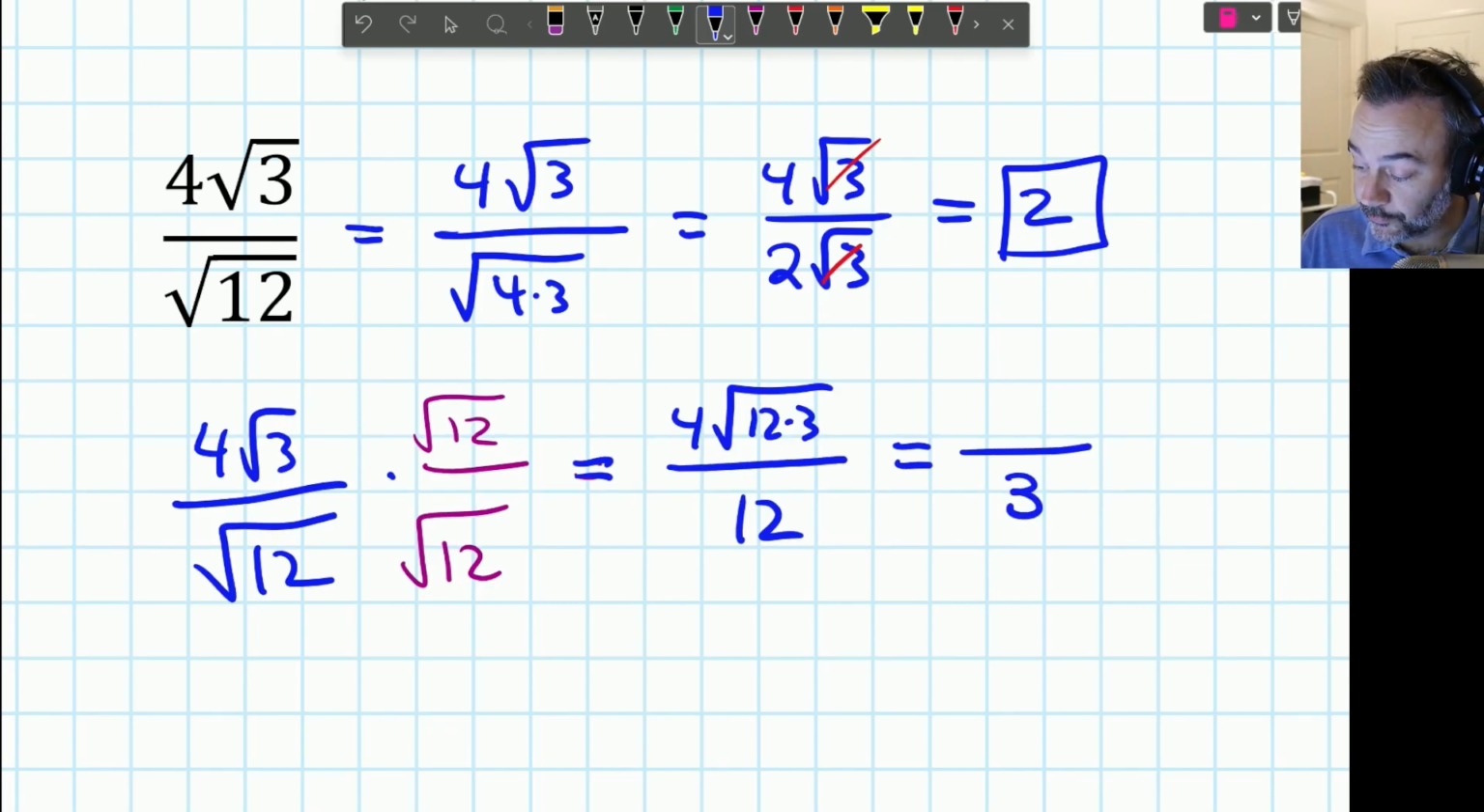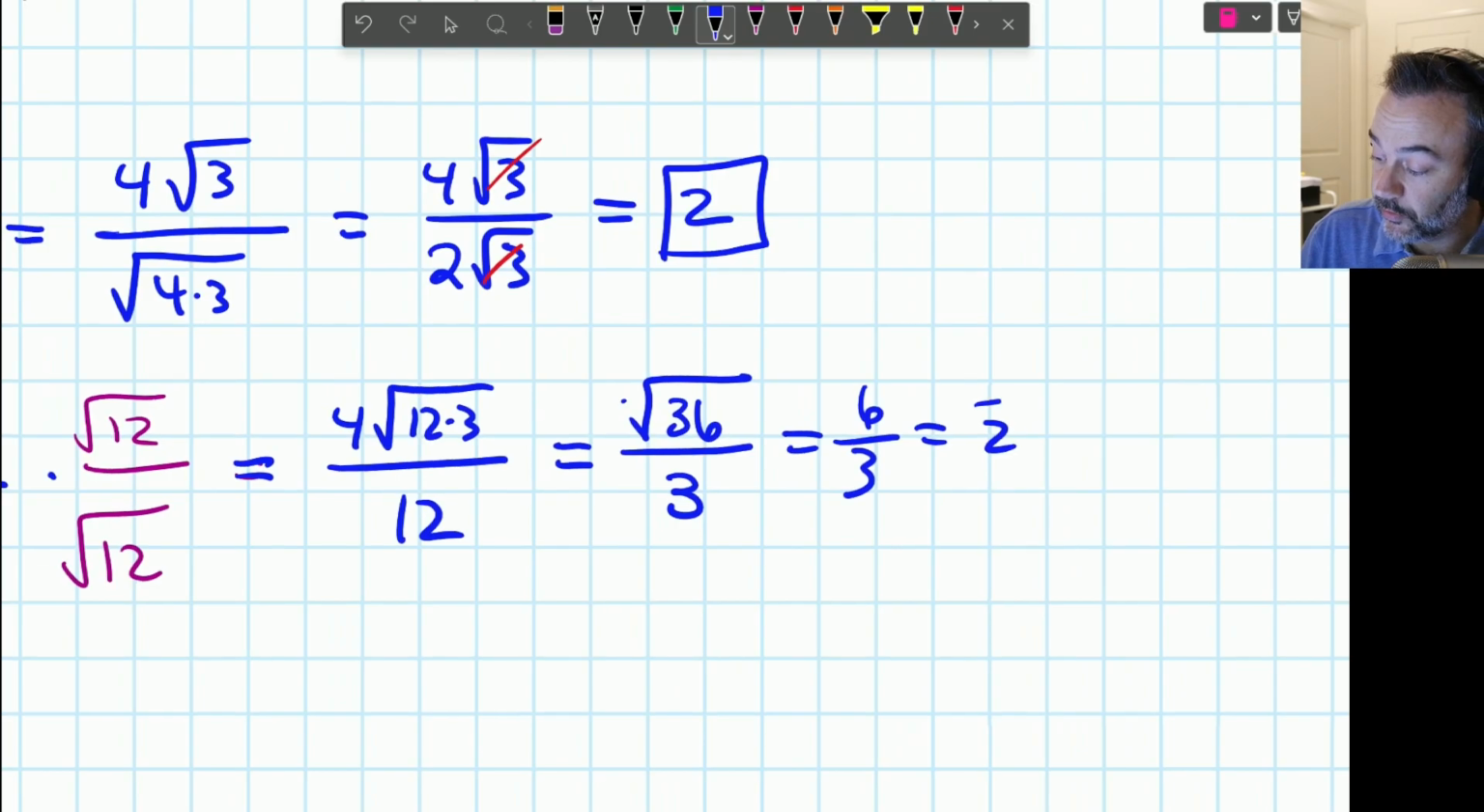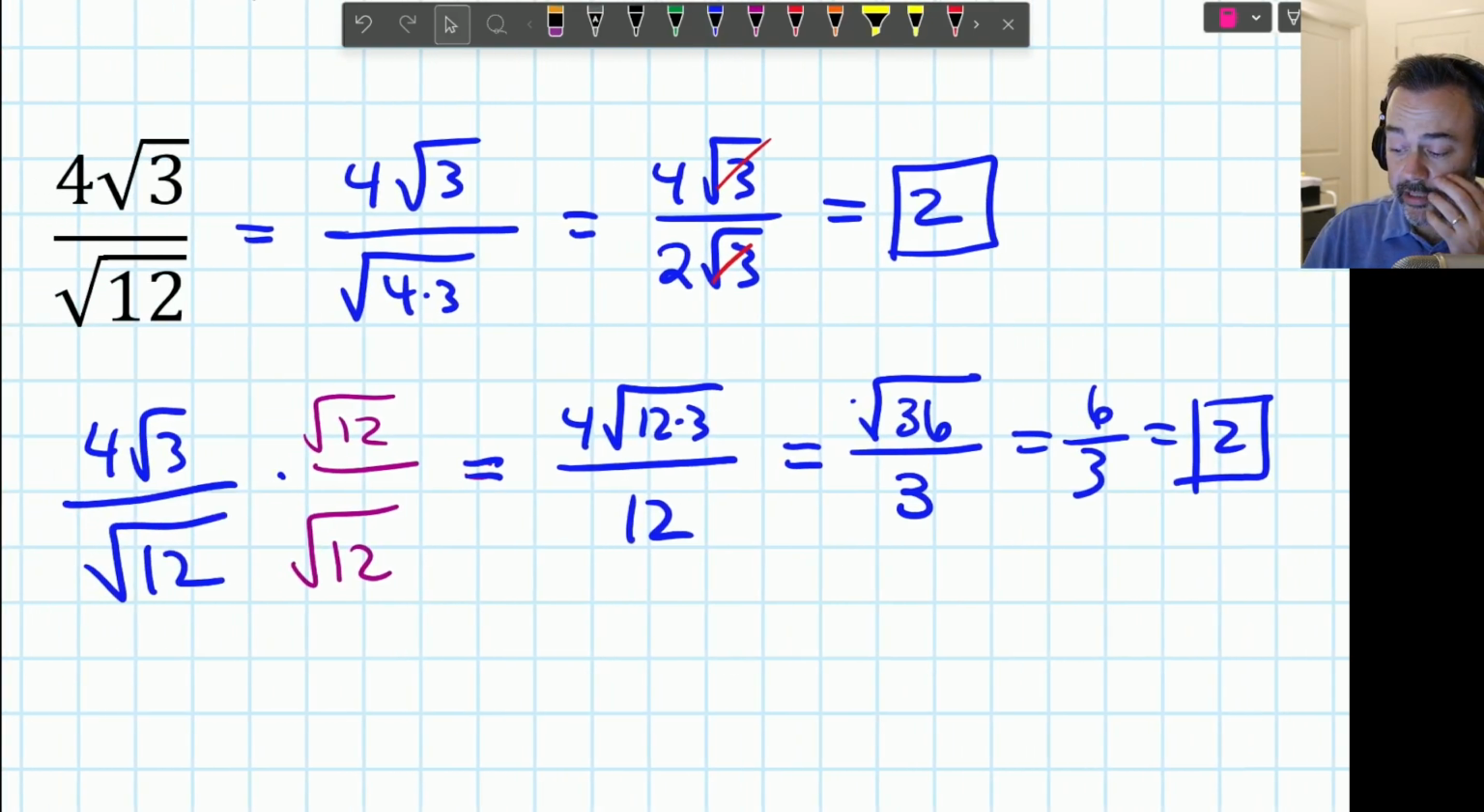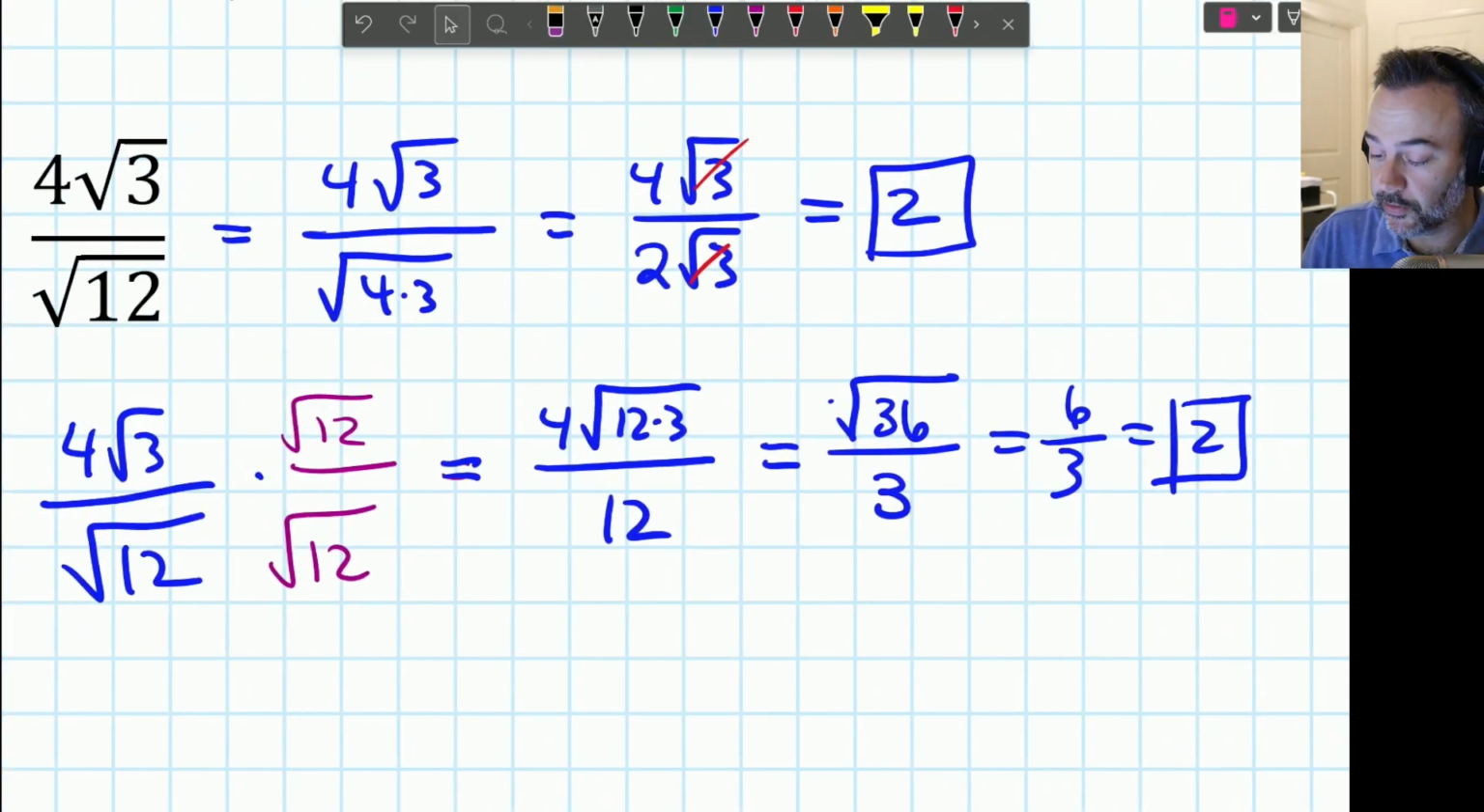In the numerator, I have the square root of, let's see, well, 12 times 3 is 36. And square root of 36 is 6. And 6 divided by 3 is 2. So if you rationalize the denominator first and then reduce, you'll get the same answer.